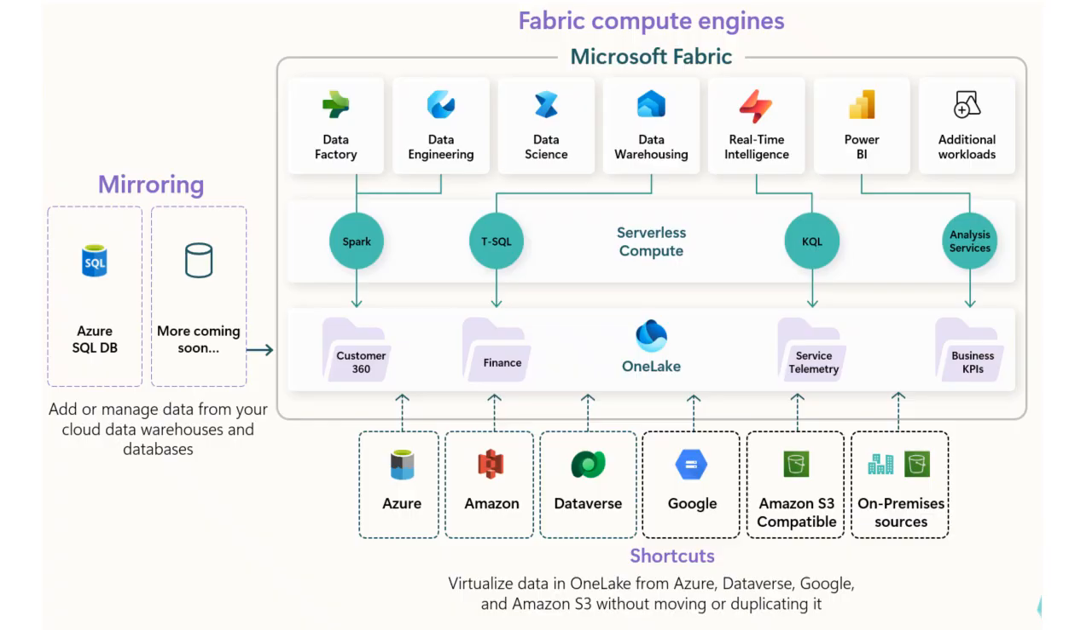Okay, now that we have a good understanding of some of the benefits of a modern unified data and analytics SaaS platform, let's look at an example of one of these platforms, which is Microsoft Fabric. So what is Microsoft Fabric? Well, Microsoft defines Microsoft Fabric as an end-to-end cloud-based analytics platform that unifies data movement, processing, storage, and visualization in a single SaaS solution.